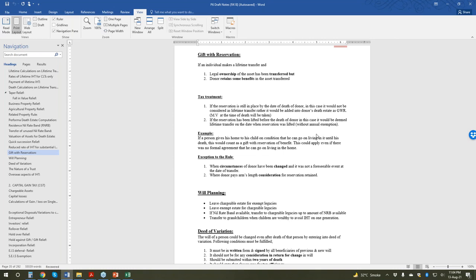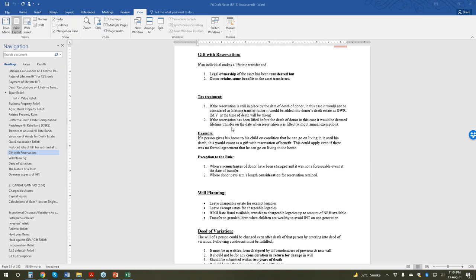Number one, the value will not be locked, so the increase in value will be subject to tax; no annual exemptions; and there will be no availability of taper relief. However, what if the reservation has been lifted before the death? In this case, it would be deemed a lifetime transfer on the date on which the reservation was lifted, again without annual exemption.